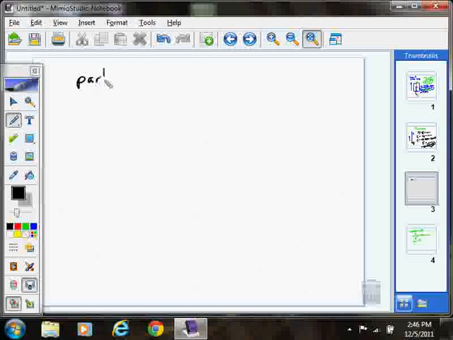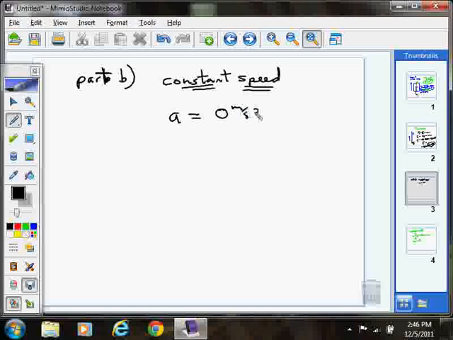Part B, they say it's moving upward with a constant speed. As soon as you see those words constant speed, that's your chain reaction of thoughts. What's the acceleration? 0. And if the acceleration is 0, what's the overall net force? 0 newtons. And if the overall net force is 0, from F equals ma, how does the normal force up compare to the weight force down? They're equal to each other.